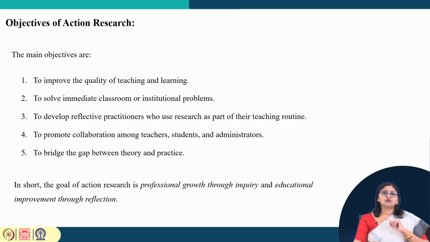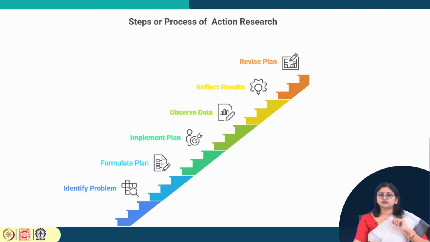So, in short, the goal of action research is professional growth through inquiry and educational improvement through reflection. Now, the steps of the process of action research, this is also prepared with the help of Napkin AI. The content was mine, and this is just providing an interactive picture. Here the process of action research starts, like any research starts, with identifying the problem, formulating the plan, implementing the plan, observing the data, reflecting on the results and revising the plan if required.